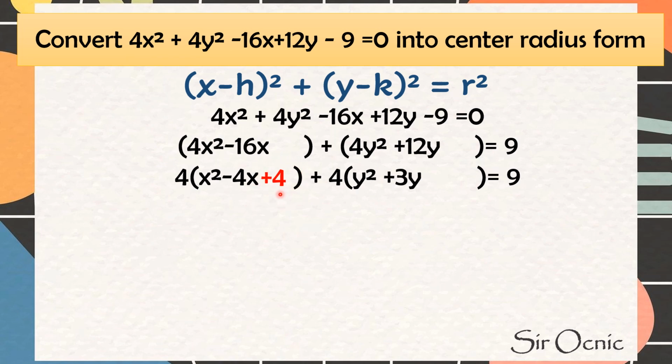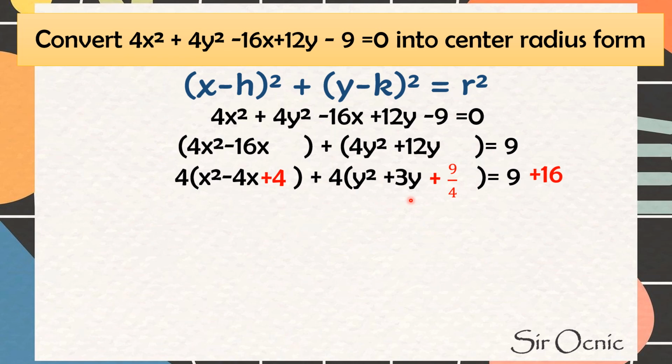Multiply the constant to the common factor outside the parentheses, that is equal to 4 times 4, which is equal to positive 16. So let us add positive 16 on the other side of the equation. On the second group of terms, we have 3 all over 2, which is equal to 3 halves, squared, that is equal to 9 over 4. So you add 9 over 4 to make it a perfect square trinomial.